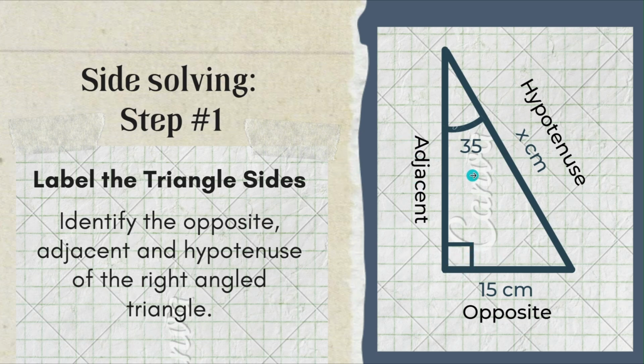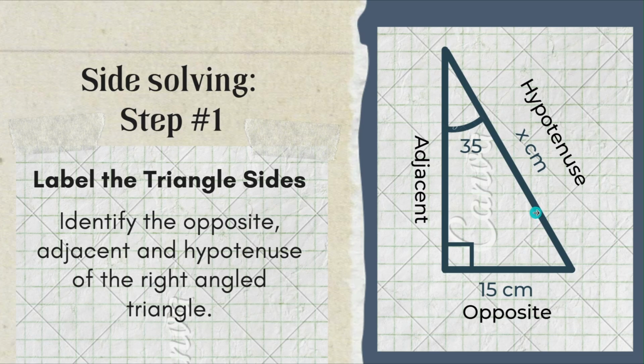And first, before you even begin solving, make sure to label your sides. The side that's opposite to the right angle is always the hypotenuse. And the reference angle that we have, the side opposite to that reference angle is always the opposite side, and the side adjacent or next to it is always the adjacent side. So before we even begin, the first thing that you might want to do is to identify the opposite, adjacent, and hypotenuse of the right angle triangle.